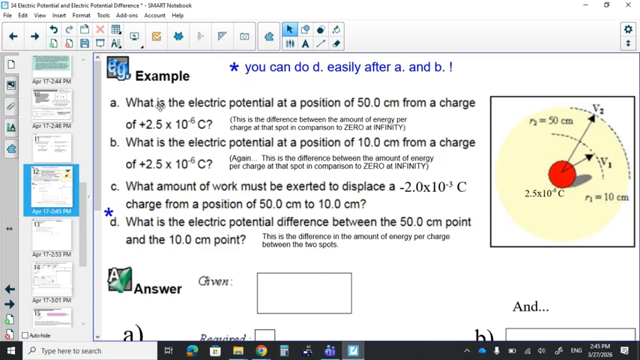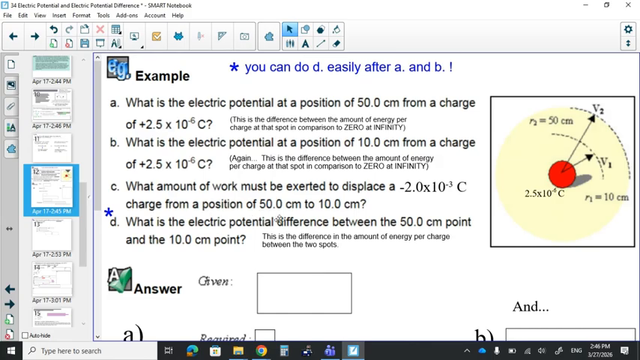All right, so what is the electric potential at a position of 50 centimeters from a charge of 2.5 times 10 to the negative 6? And then it says, what's the electric potential at a position 10 centimeters away from that same charge? So this is the difference between the amount of energy at the charge in comparison to zero at infinity, right? So both of these are in comparison to zero at infinity. We're just getting the electric potential at those spots.